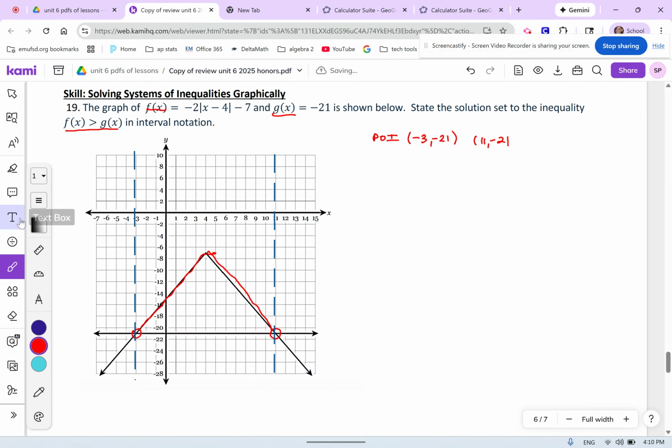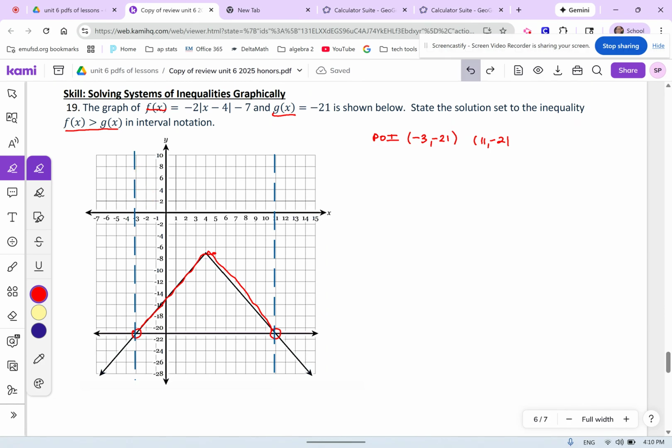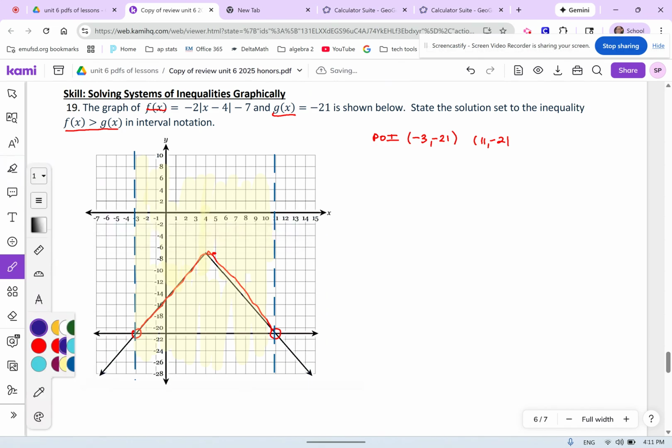So when I shade, and let me use the markup shade, let me change that color to a yellow, those values of x are in between the points of intersection. So now I make my number line. So here's negative 3, here's 11. Remember, you're looking for the x values that make that true. So that's anywhere in between.